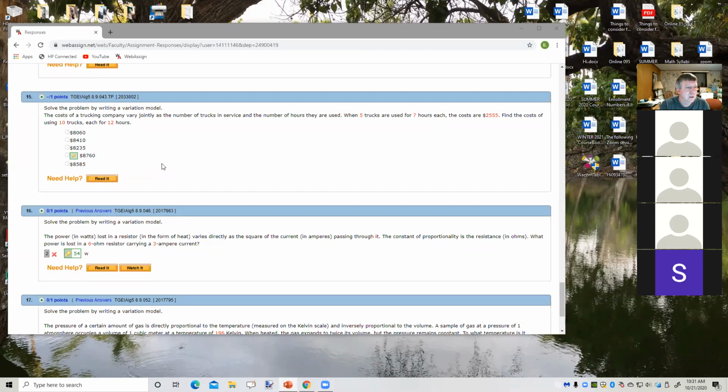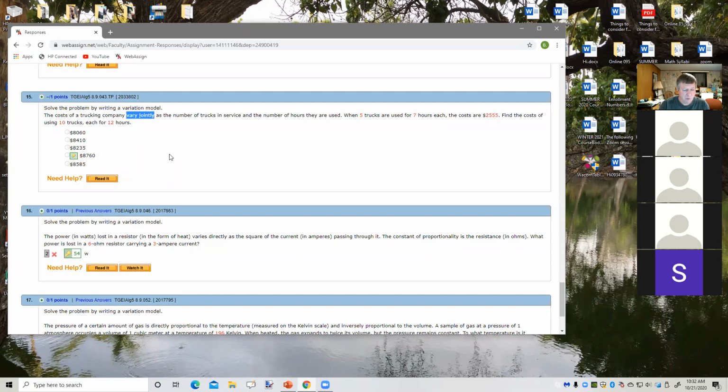Problem number 15 says, solve the problem by writing a variation model. The costs of a trucking company vary jointly as the number of trucks in service and the number of hours they are used. When 5 trucks are used for 7 hours each, the cost is $2,555. Find the cost of using 10 trucks each for 12 hours. Can you see my mouse? Yes. All right. Vary jointly.